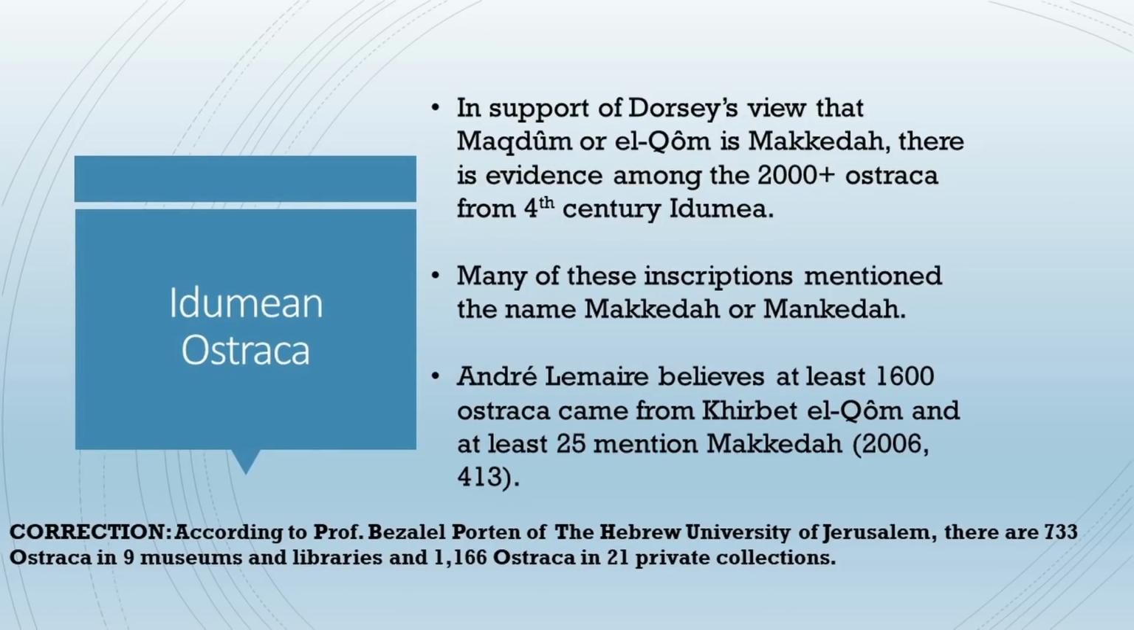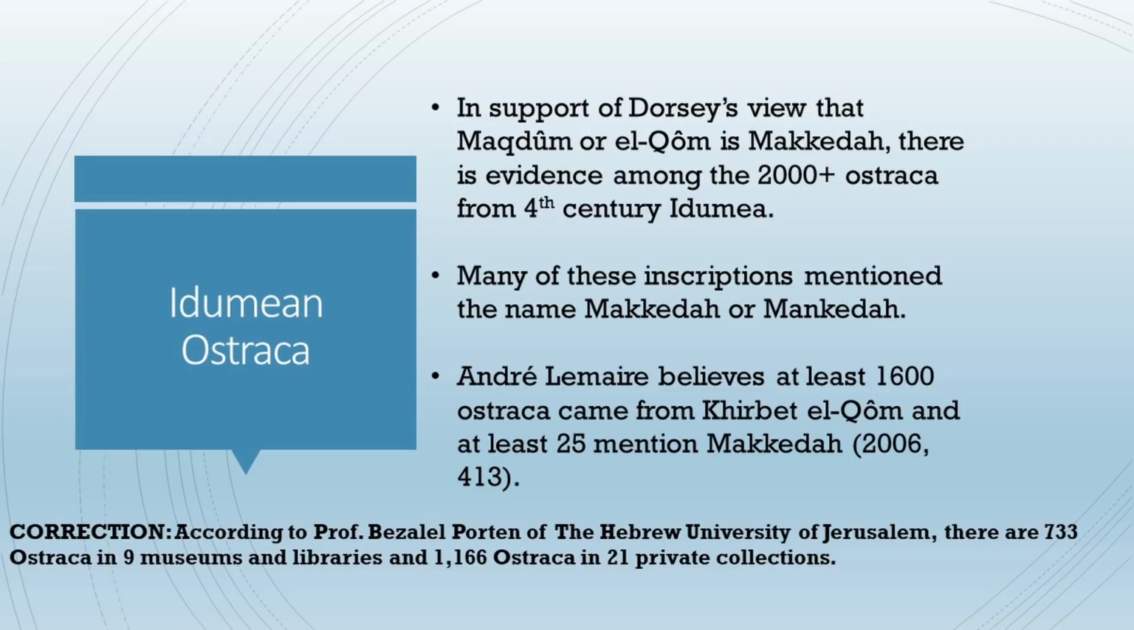the 2,000 plus ostraca from the 4th century Edomia. And many of the inscriptions, I think there's about 25 inscriptions that say Makkedah. Of course, this is about 1,000 years after the incident. Andre Lemaire believes at least 1,600 ostraca came from Khirbet El-Qum, and at least 25 mention Makkedah.